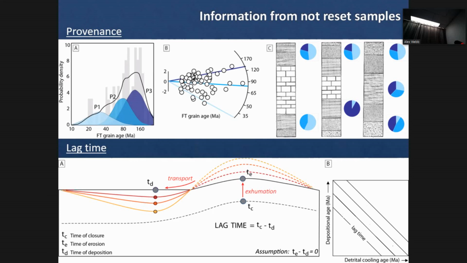So in this kind of case, what we do is we plot the time of closure temperature, so the time my sample was there, and when my sample arrived here, because the transport by erosion is very fast compared to the time of closure and then the time of deposition.